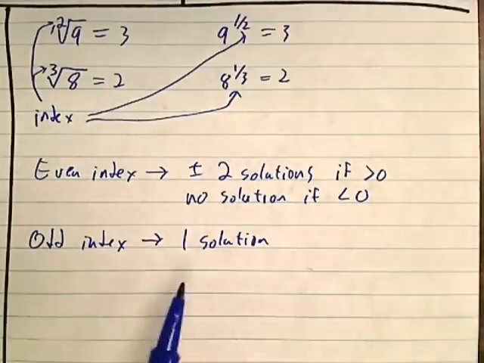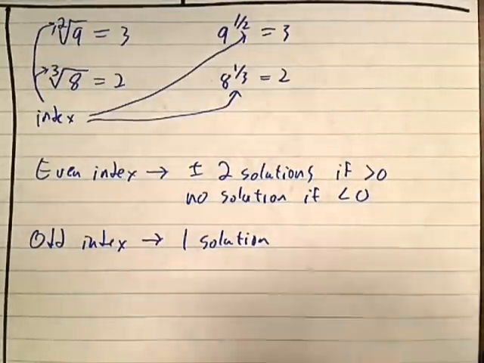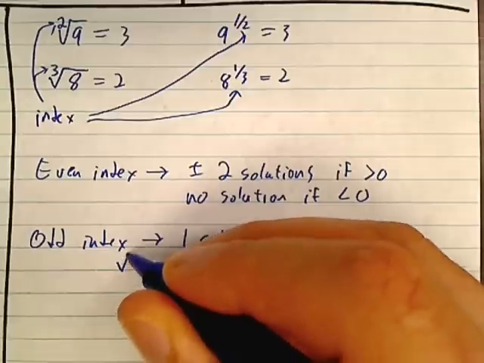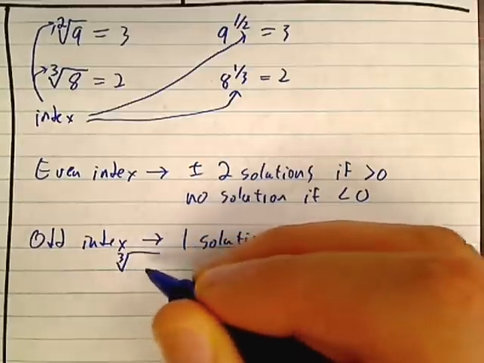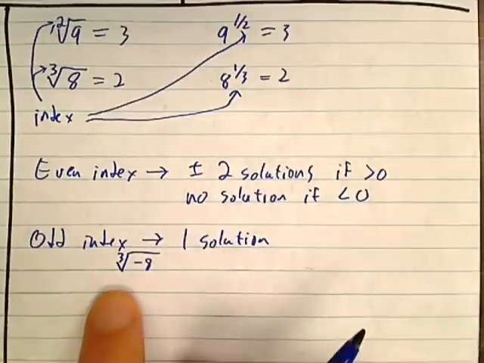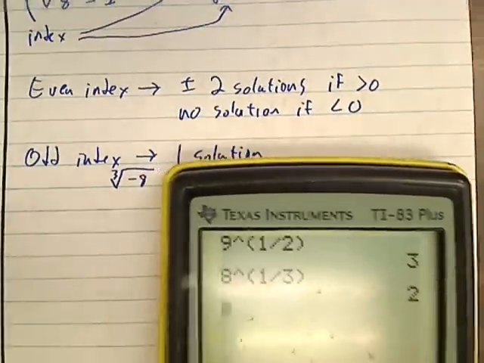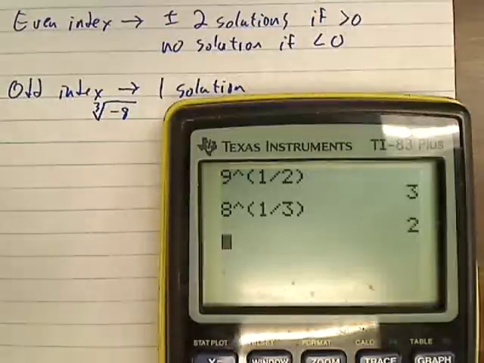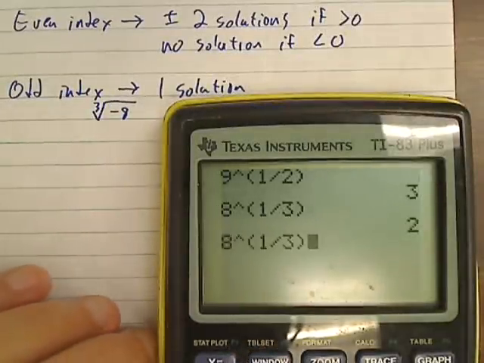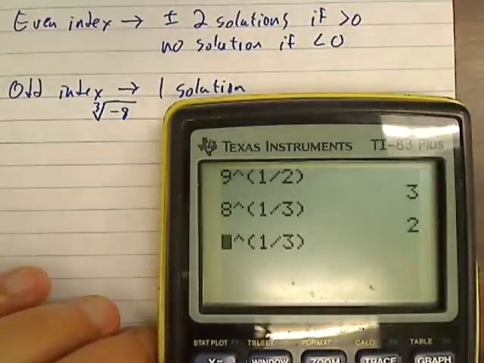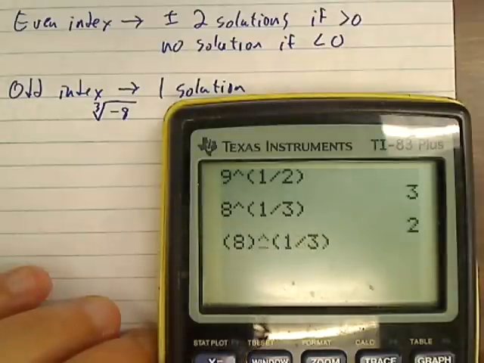With an odd index, there's just one solution. So let's do an example of an odd index with a negative number to see. So the third root of negative 8. You want to just try it for fun? Let's see what this comes out to. So let's bring out that last entry. To make sure it raises negative 8 to that power, I have to put it in parentheses with the negative.